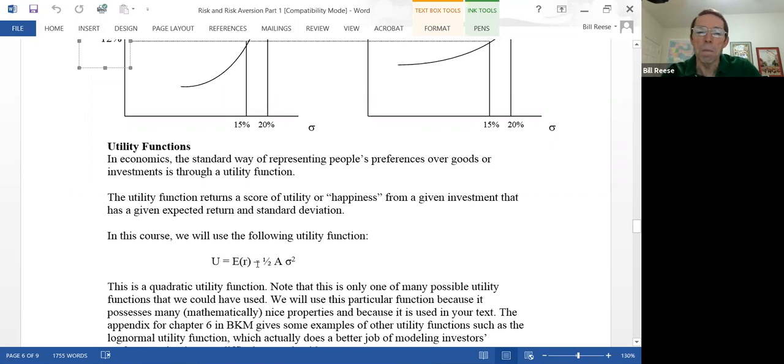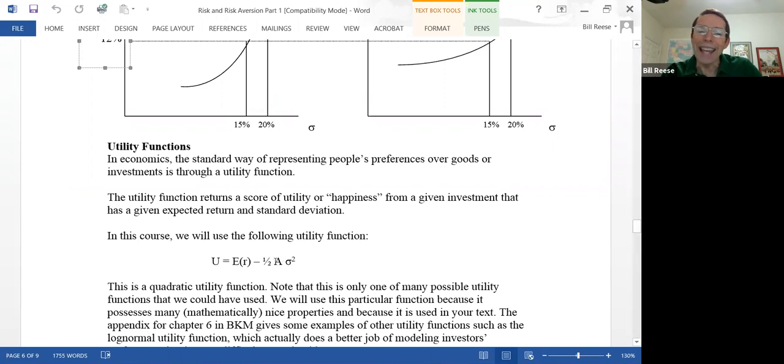Now, because of this minus sign here, and because we're assuming all investors are risk averse, which means they have a positive A, as standard deviation gets bigger, that means it's a larger number here that is subtracted from your expected return to give your utility, meaning more standard deviation will lower your utility. And lower standard deviation gives you a higher utility, or at least it doesn't lower it by as much.